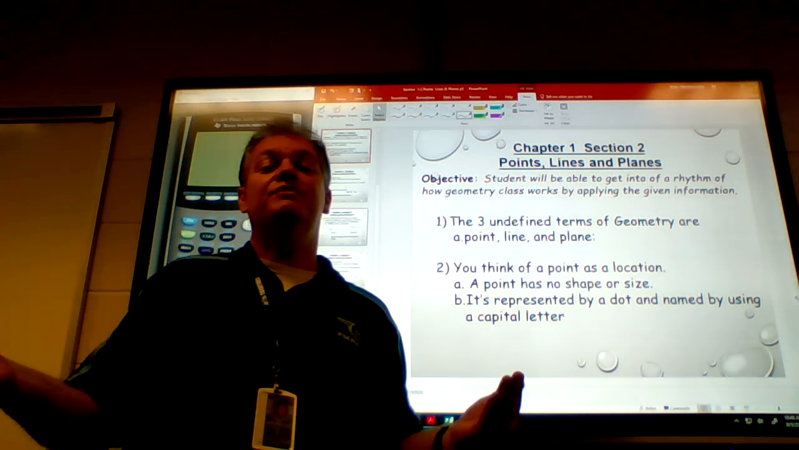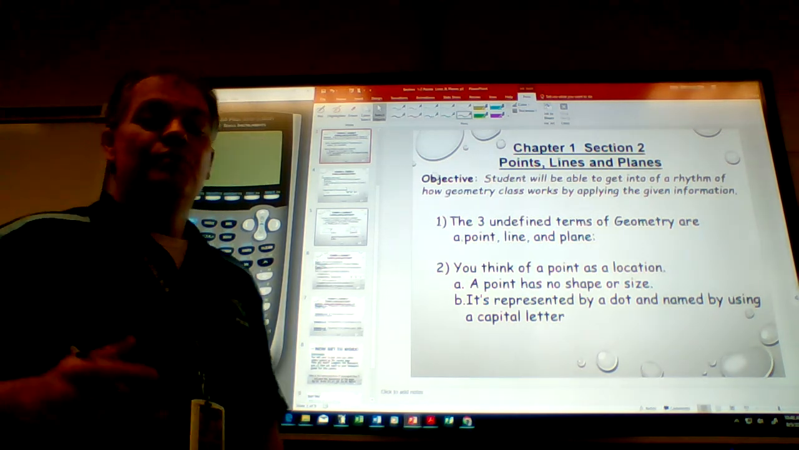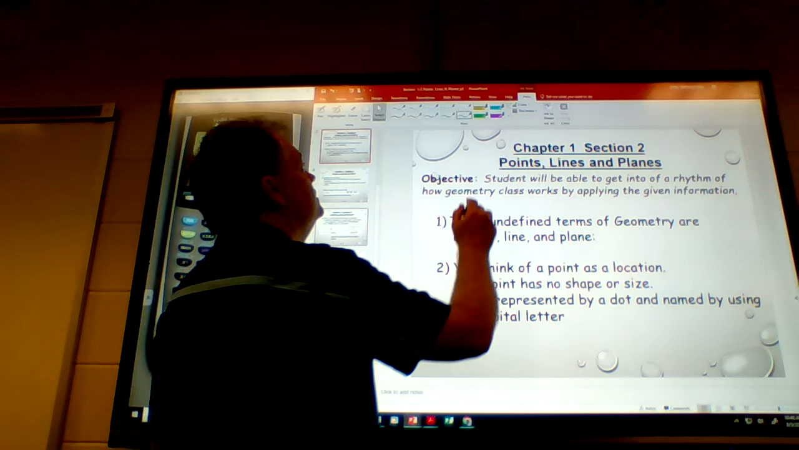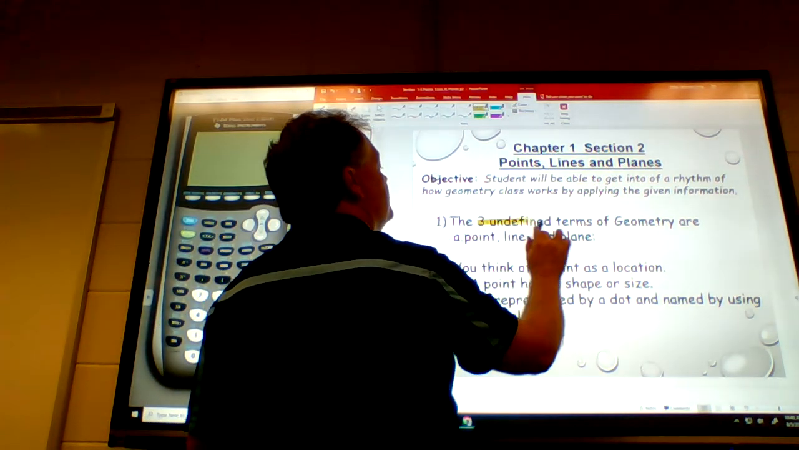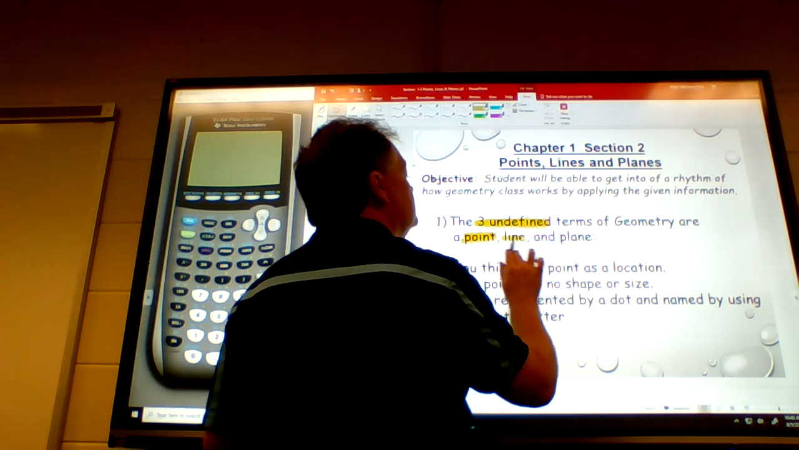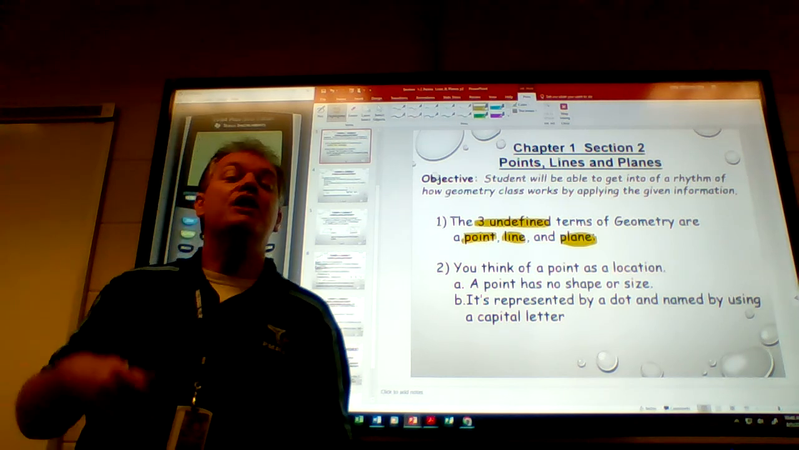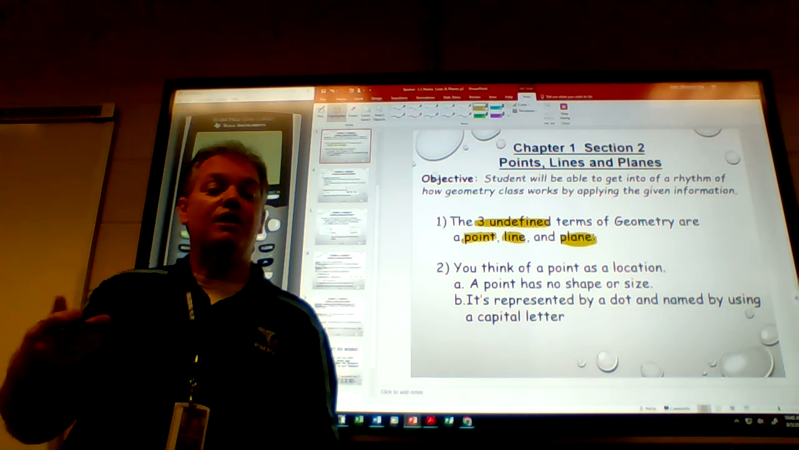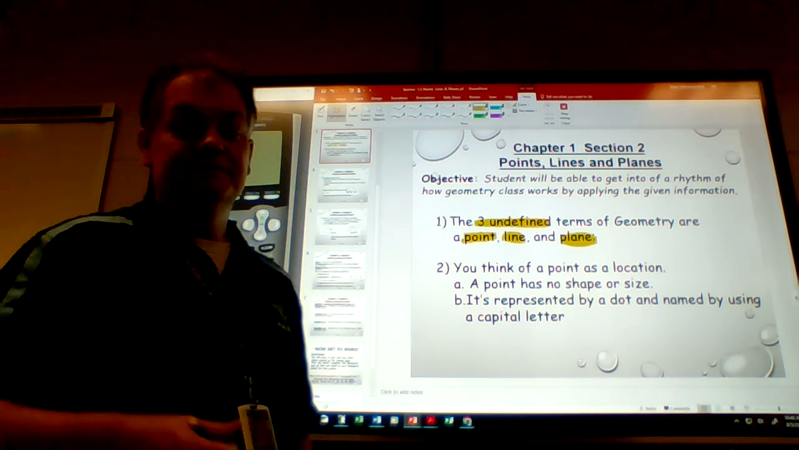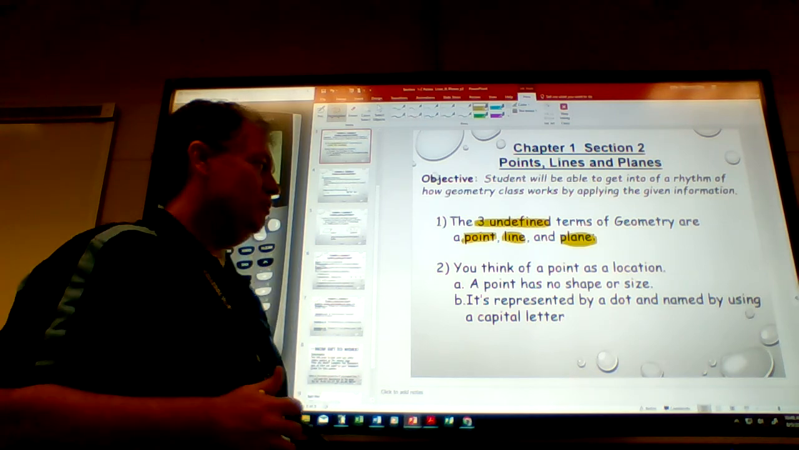Now, they're undefined for a particular reason, and I'm going to talk about that here in just a moment. But first of all, you cannot have anything in geometry without the point. So, the three undefined terms are the point, the line, and the plane. You need to know those three. Those will be on a quiz. Those will probably be on your test. Those are terms you need to know. So don't forget them.